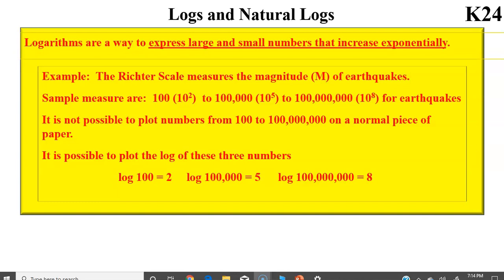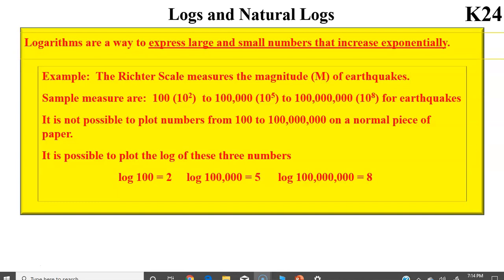For example, the Richter scale measures magnitude of earthquakes. So some sample measures, for example, are 100, which is 10 to the second power, 100,000, which is 10 to the fifth power. So you can see that a 100,000 earthquake would be 1,000 times more powerful than a 100 earthquake. Or 100 million, that's 10 to the eighth power. It's not possible to plot numbers from 100 to 100 million on a normal piece of paper.